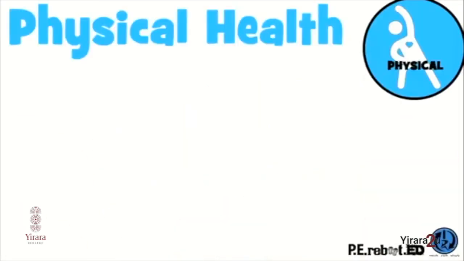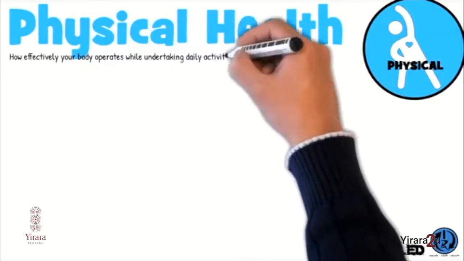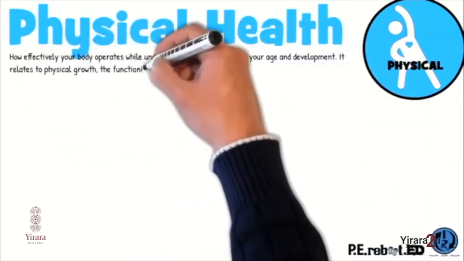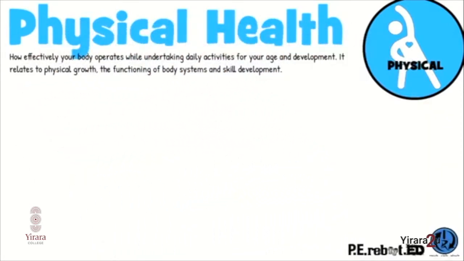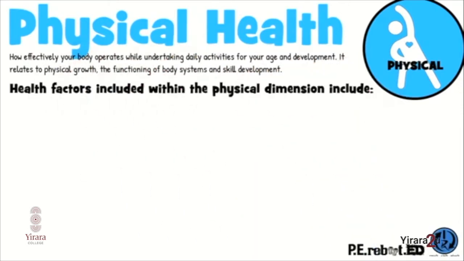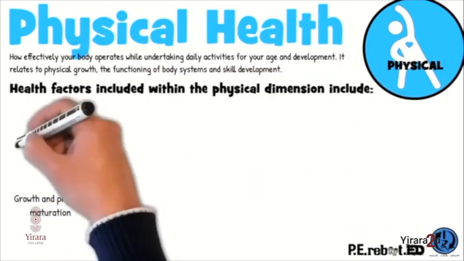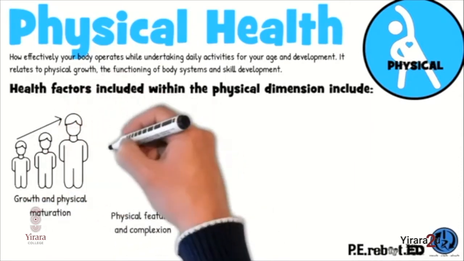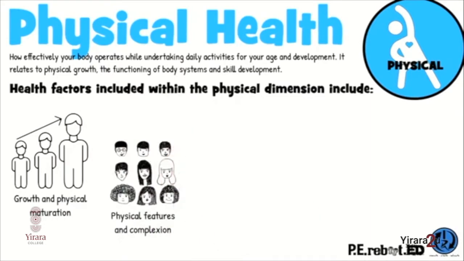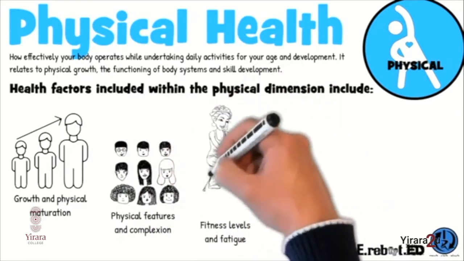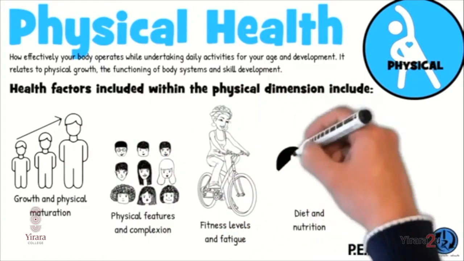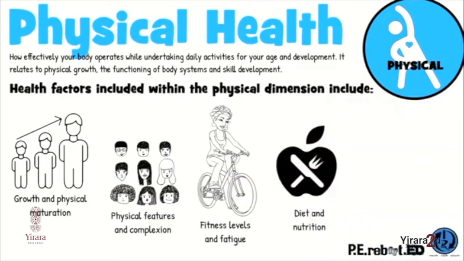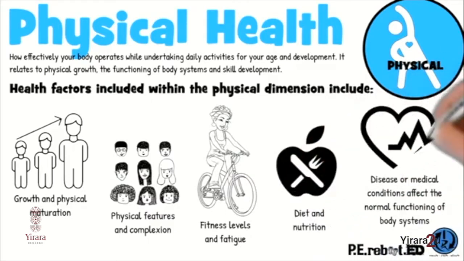The physical dimension explores health factors that affect the functioning of our body's systems and the ability to undertake and successfully complete daily physical tasks. Optimal health in the physical dimension allows for a more active life with a reduced chance of illness. It increases life expectancy and decreases the risk of developing lifestyle diseases and chronic health conditions that can diminish quality of life.